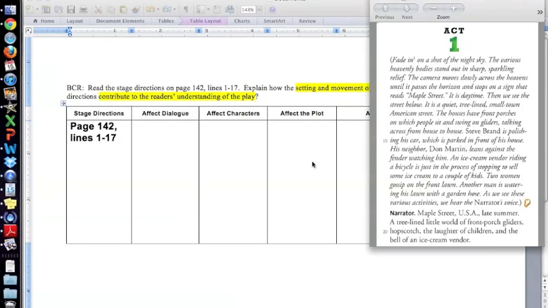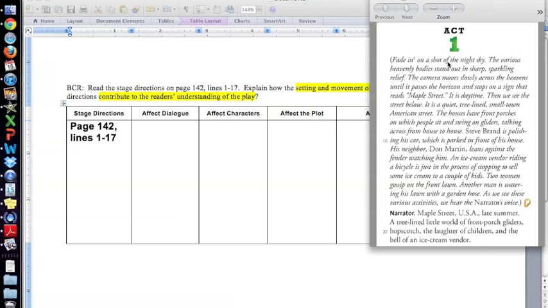Okay, so here we are looking at page 142, lines 1 through 17. I took this screenshot of the text itself. This is from Act 1, right at the beginning. What I'm going to do is read through it entirely and then go back and break it down, to see how the stage directions affect the dialogue, how they affect the characters, and how they affect the plot.